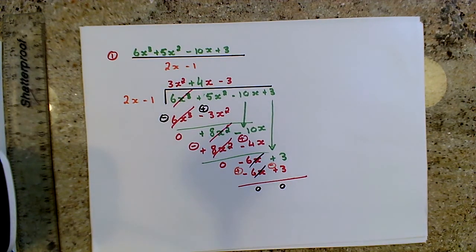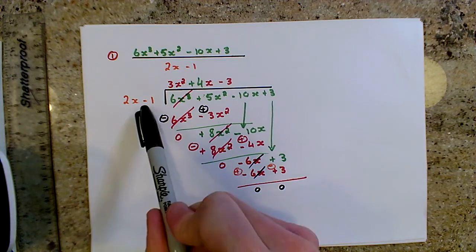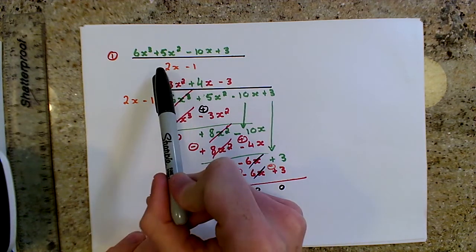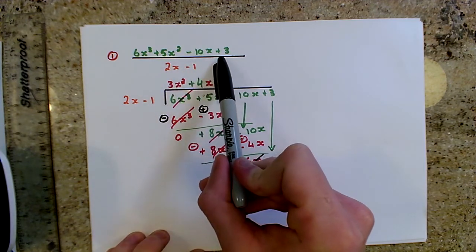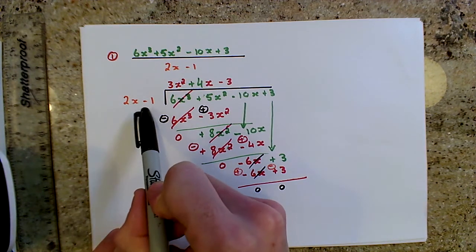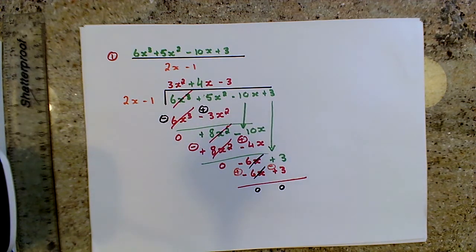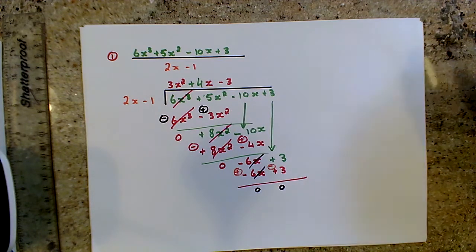So what that means is we've completed this question. There is no remainder. We're not left with anything at the end. Everything cancelled out perfectly for us. So what that tells us is that 2x minus 1 divides into 6x cubed plus 5x squared minus 10x plus 3. It divides in evenly with no remainder. And what it also means is that 2x minus 1 is a factor of 6x cubed plus 5x squared minus 10x plus 3. Okay, it's part of the building blocks that make up this expression.